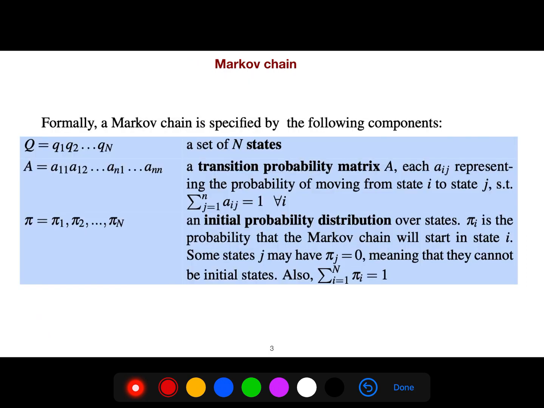And so what is a Markov chain? A Markov chain is specified by the following components. We have a set of states. These are a set of states that we don't know. They are latent variables. We call them hidden variables, and we call them Q. So Q1, Q2, Q3, and so on, Qn. So this is a Markov chain. But in the next slide, I will be talking about the hidden Markov model. You can watch my Markov chain playlist for the Markov chain.